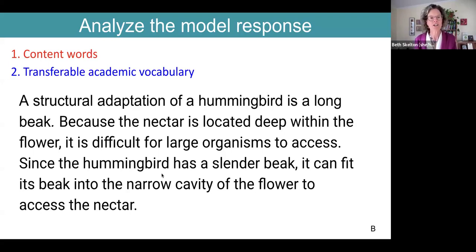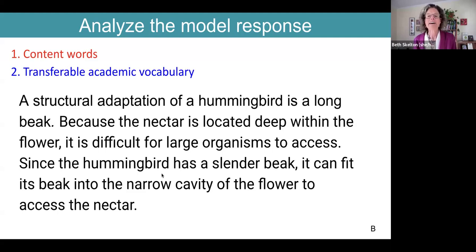So if you would first drop in the chat those tier 3 or red content words, so we can get clarity on what we mean by tier 2 and tier 3, because that was coming up in the chat right from the beginning. So just the first thing is any content words you see, those tier 3 words. Structural adaptation, right? Organisms, adaptation. Yay! That's it. Cavity, nectar. Yes, they're all specific to the content. The beak, the nectar, adaptation, and organism.